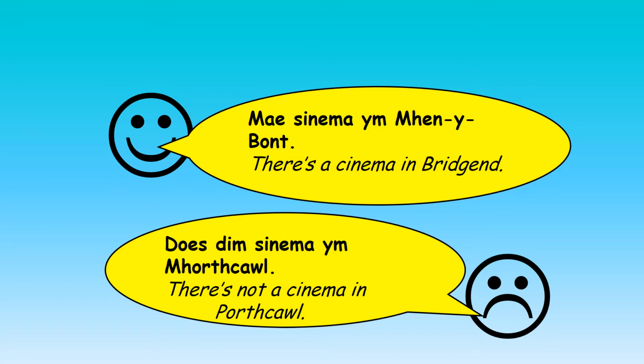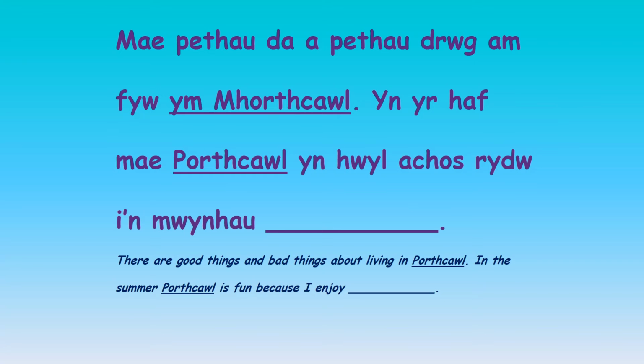You could use phrases such as mae sinema ym Mhen-y-bont, there's a cinema in Bridgend. Ond, but, does dim sinema ym Mhorth Cawl, there's not a cinema in Porthcawl. You can then give more details about the facilities in your area, including your opinion and reasons for your opinion. For example, mae pethau da a pethau drwg am fyw ym Mhorth Cawl. There are good things and bad things about living in Porthcawl.